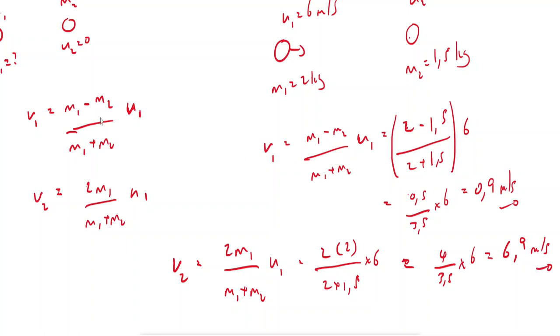What you will notice here is that if the mass M1 is less than M2, then generally your V1 is going to be less than zero. That's something that you should notice as well. Then generally V2 is always going to be positive. V2 is always going to be greater than zero because there's no way you can make it negative. So it's always going to go to the right. The one that can go to the left is this one.